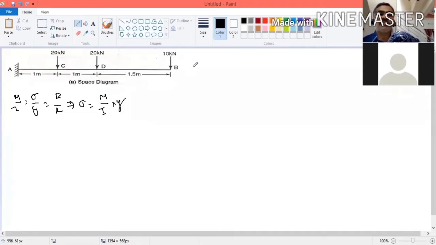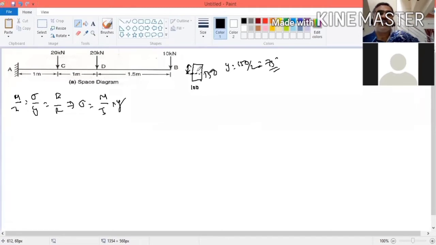So in this problem, the cross section is given. This is 100, this is 150. This is the neutral axis. Now what is Y? Y is this distance. So Y is equal to 150 by 2, that is 75. The beam cross section is rectangular, symmetrical about X and symmetrical about Y.